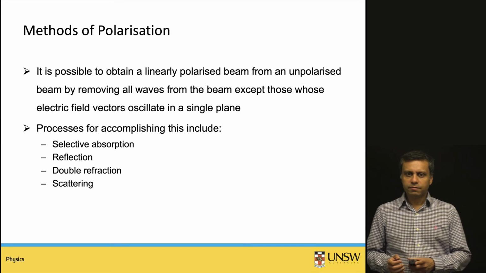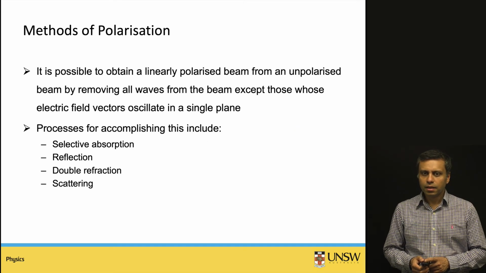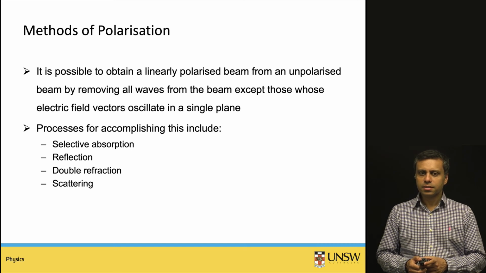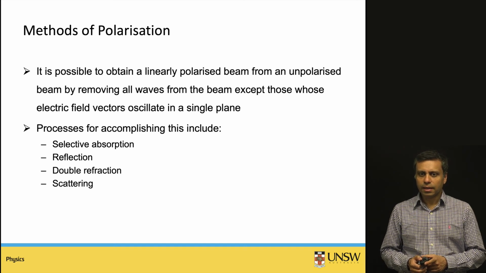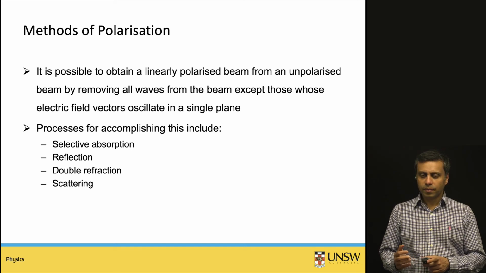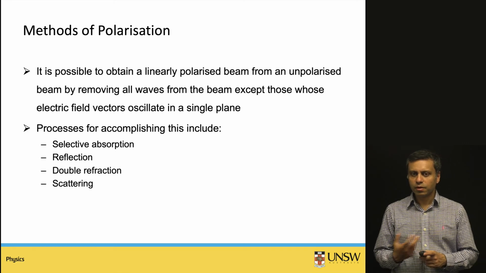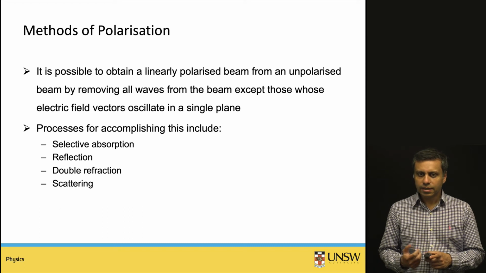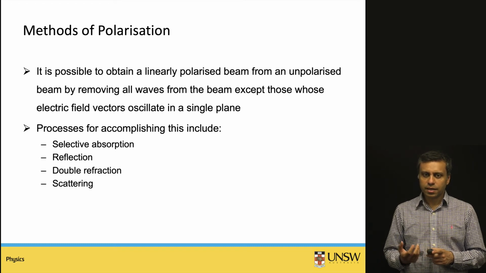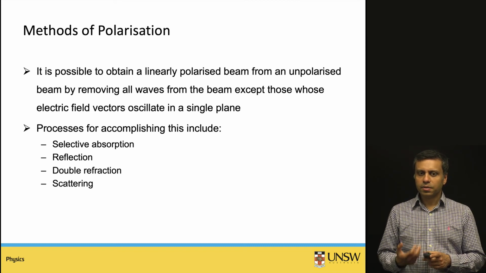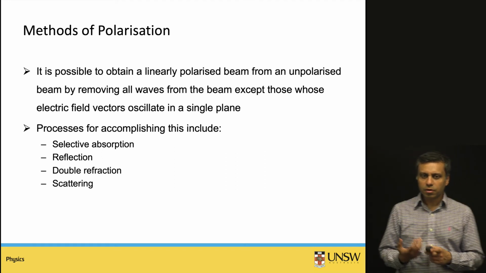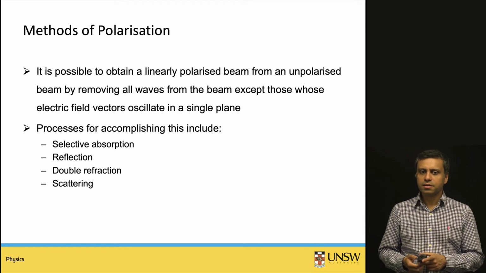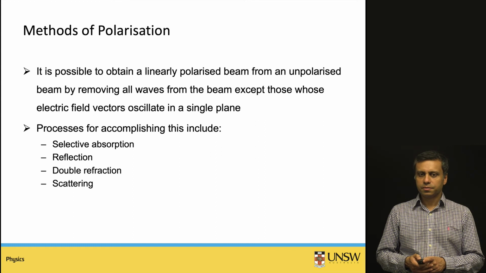Polarization can be achieved by various methods. For example, from an unpolarized wave, you can remove all the other components and only have the linearly polarized beam. And this can be achieved by various techniques. It can be reflection or double refraction or scattering or even selective absorption.